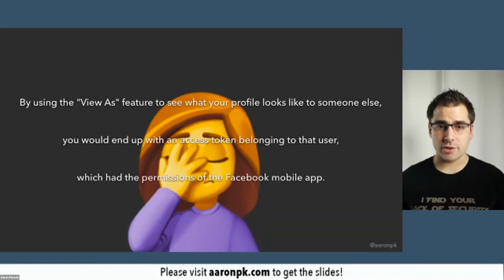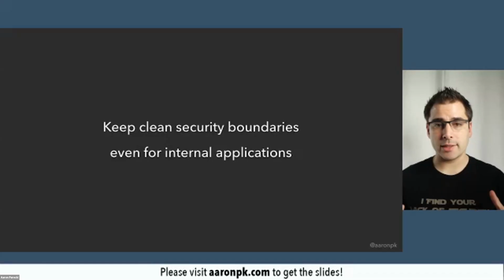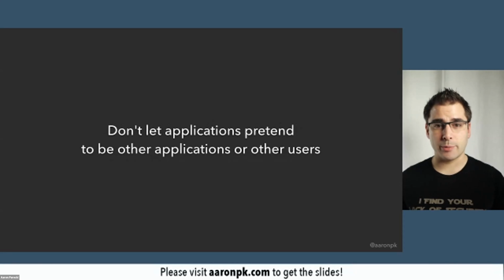So what's the moral of the story here? This is a pretty tricky one because each of these bugs did not seem that bad on their own. But I think the thing that ties it all together is that it's really important to keep clean security boundaries between these different parts of your application. Don't let parts of your application pretend to be other parts or pretend to be users. We have the OAuth framework for a reason, and that's what lets us make sure that the user was involved when issuing an access token for that user.